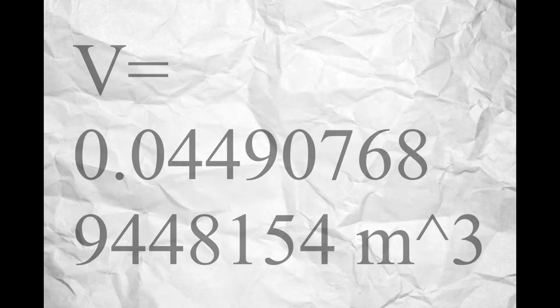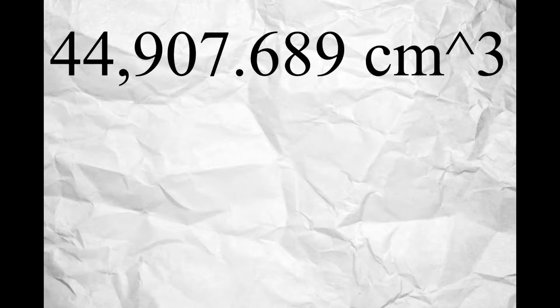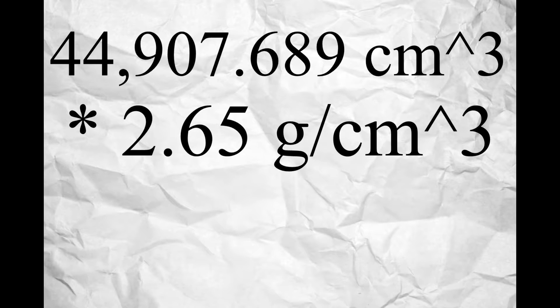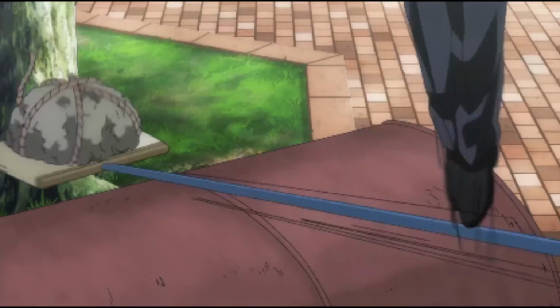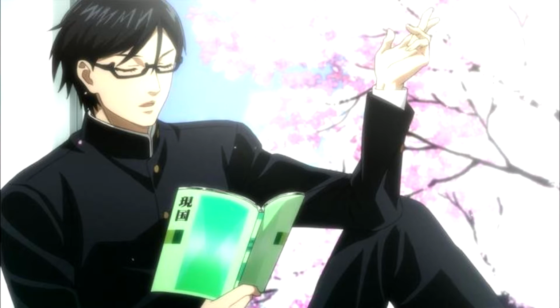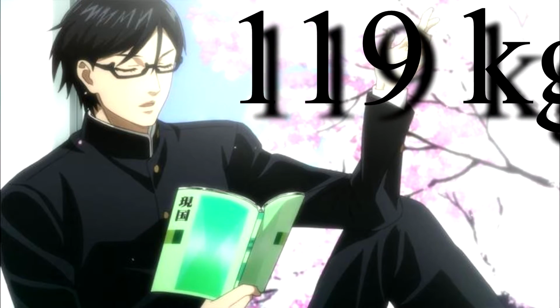So we must times it by 1 million to be able to get 44,907.689. Now we must just times that with our density 2.65 grams per cubic centimeter and divide that by 1000 to get it in kilograms, which would equal 119 kilograms. The height at which the rock falls from is the same as the one Sakamoto jumps to, and since Sakamoto is the same distance from the center of the room as the rock, if we ignore air resistance, that means Sakamoto must weigh 119 kilograms.